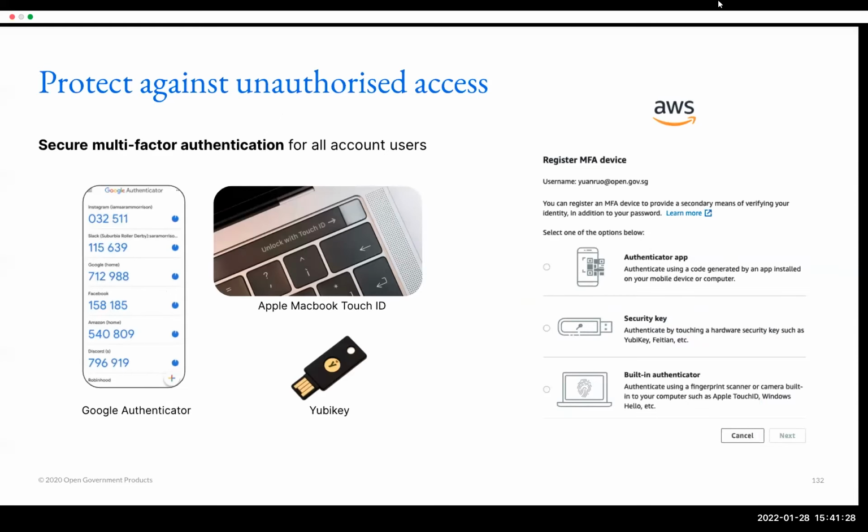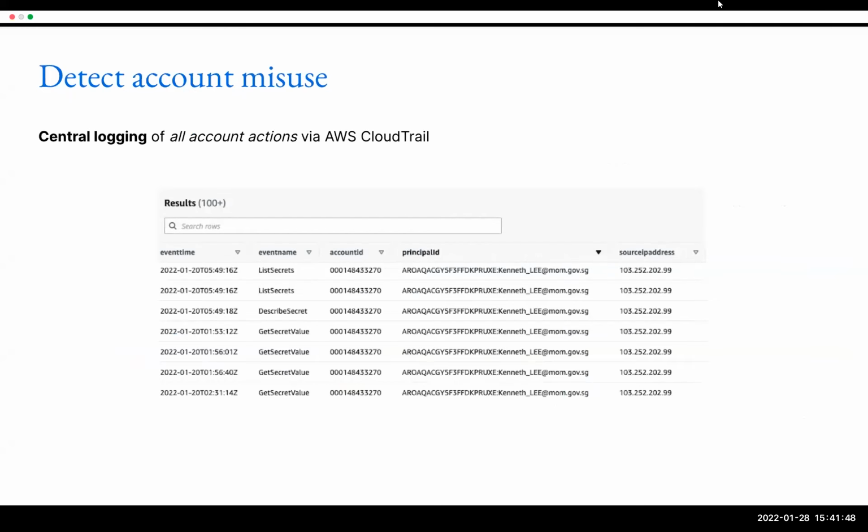Some of the features that we're able to offer to our users include multi-factor authentication. You can see here that we have multi-factor authentication for Google Auth, or even MacBook Touch ID for biometric access, or YubiKeys for hardware access keys. And we can enforce this for all our users. We also have central logging of all account actions by AWS CloudTrail, so we know every single cloud account activity that's taking place during this hackathon.